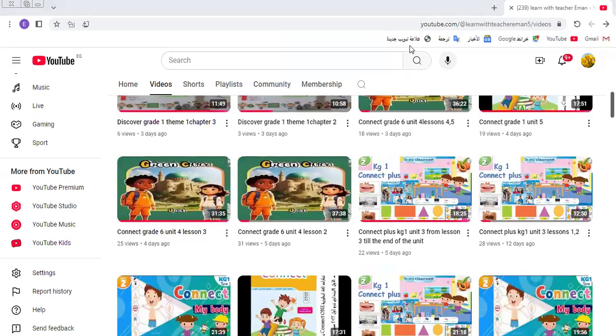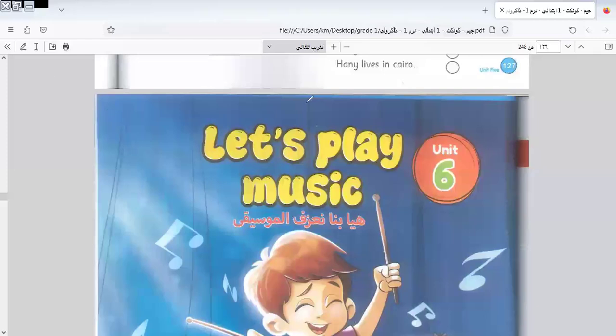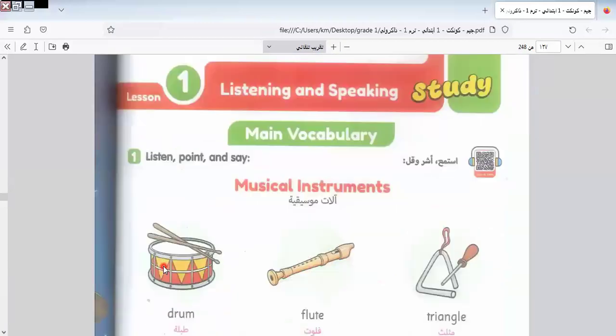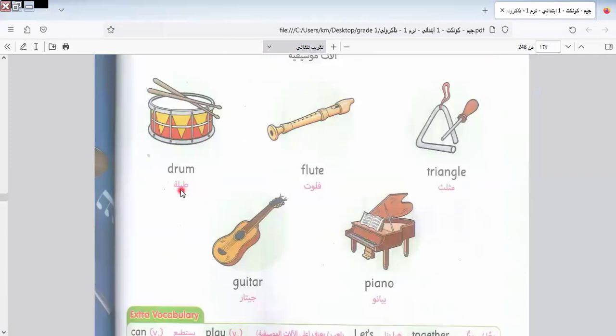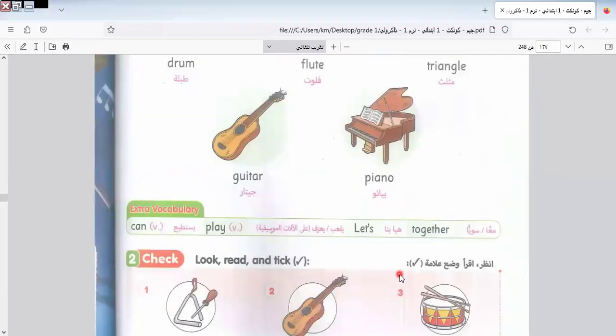Let's go to our unit today. Today our unit is about what? It is about "Let's play music." I think we took this lesson in KG2, okay? The musical instruments. Here we talk about musical instruments. We have here drum, flute, triangle, guitar, piano. So what are the musical instruments? We have here drum, flute, triangle, guitar, and piano.